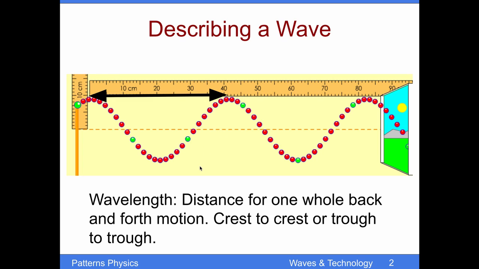And wavelength. Wavelength is the distance for one whole back and forth motion, one whole wave. So here we see it is the crest to crest, the top of the wave to the top of the wave. It could also be the trough to the trough. It's the same distance. Be careful if you look at the middle of the wave.